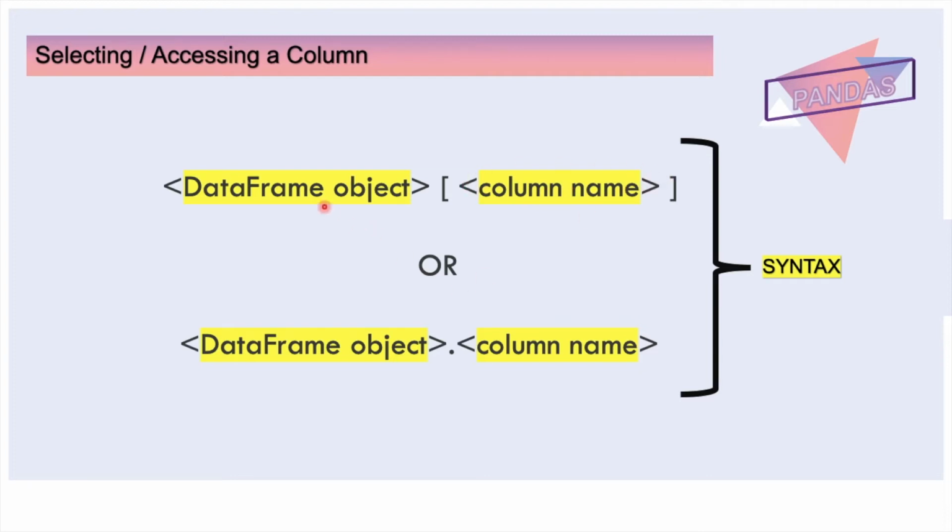You can pass the column name either by using the square brackets or by using the dot notation. But there is a difference between the two. If you use the square bracket notation, you have to use quotation marks, since the column name is usually a string type. But if we use the dot notation, we need not use the quotation marks. We can simply write the column name. So let's understand this better with an example.